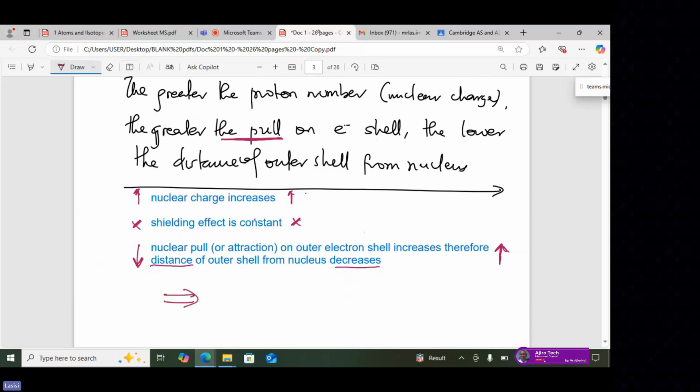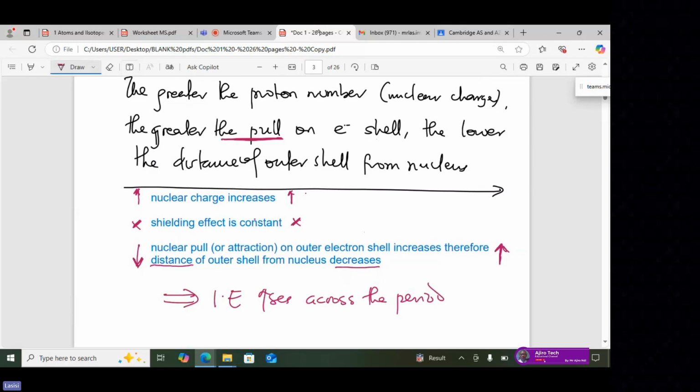Summarily, ionization energy increases across the period. You agree, John? Yes. So the three factors, don't forget: nuclear charge is increasing, shielding effect is constant, but distance is decreasing due to nuclear pull. So IE should increase across the period, right?